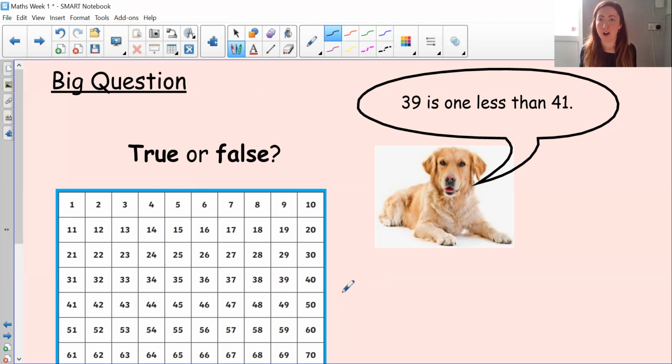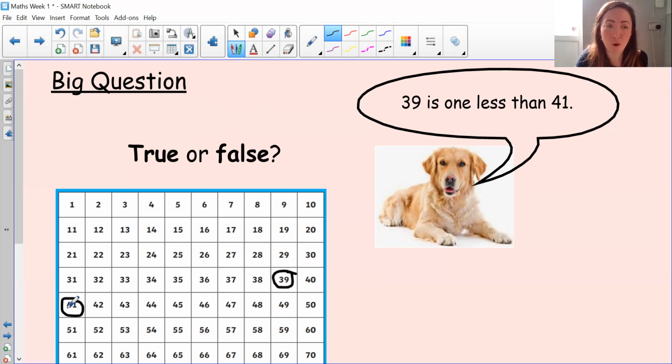Okay, so to try and work this out, we can find both numbers on the 100 square. So here's 39. And then here is 41. So Stevie is saying that 39 is one less than 41. That means that she thinks 39 is the number that comes before 41. Is that right? Does 39 come one before 41?